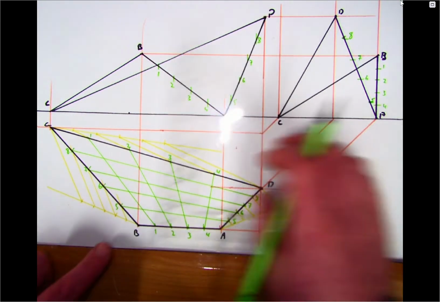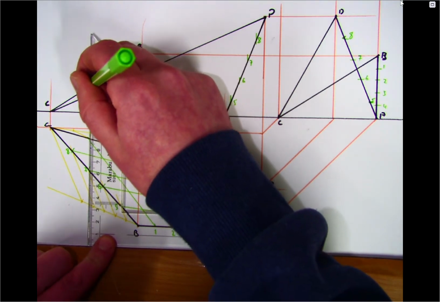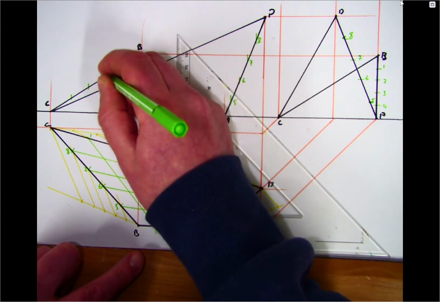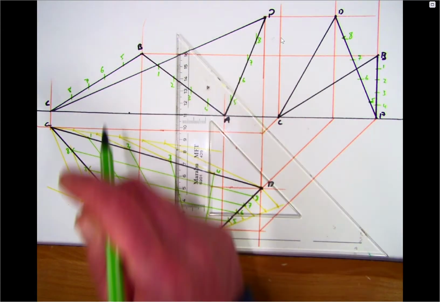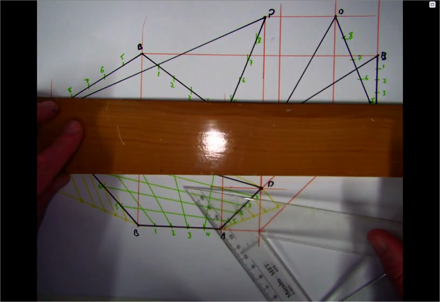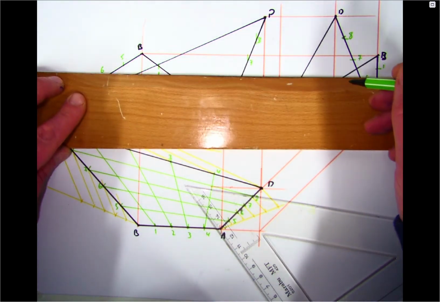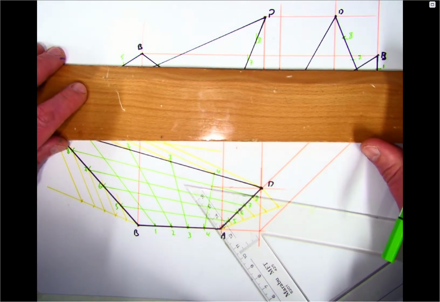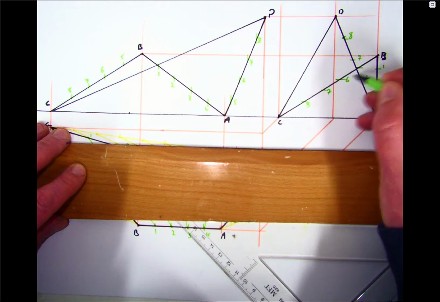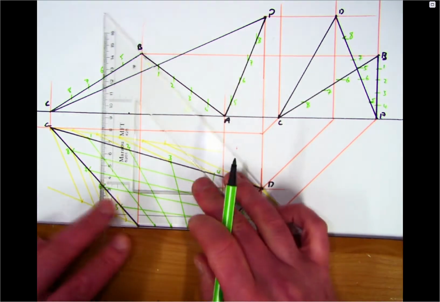So this is on the line BC. 5, 6, 7, 8, 5, 6, 7, 8. And I'll bring them across. So they're on the line BC. So 8, 7, 6, 5, 8, 6, and 5. And then the last ones are the 1, 2, 3, 4 on the line CD.